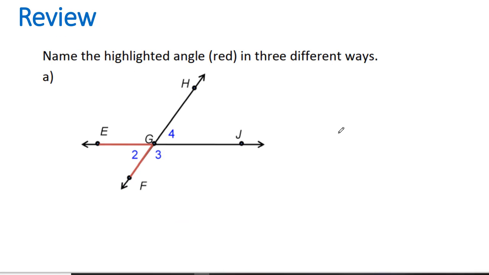Now we're going to name the angle in 3 different ways. So we can see that this angle has G as its vertex. So we can call this EGF, going from E to G down to F. Or we can call it the other way, going from F upwards, FGE. Or we can name the angle by the number that they've assigned to it, angle 2.